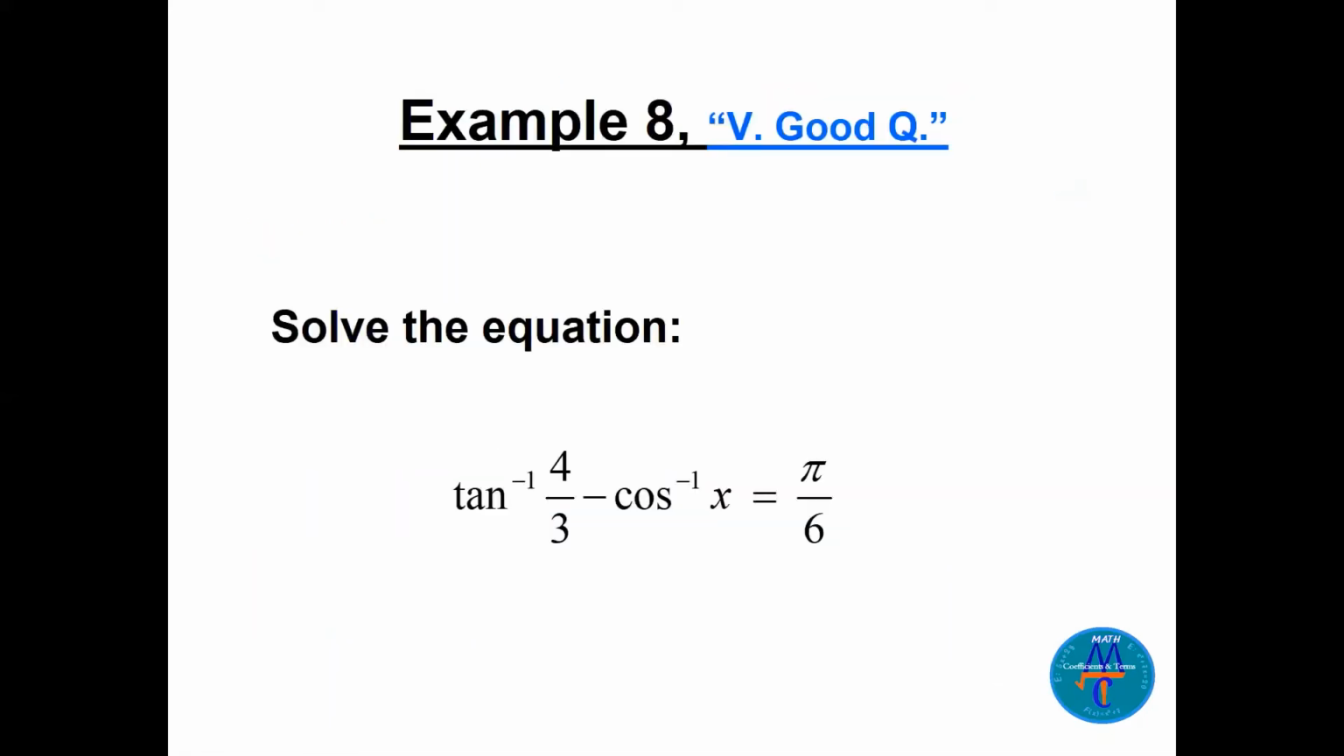Another very good question, little harder than example number 7, because we have pi over 6 here, not pi over 2. So we cannot use co-function, then we have to use another higher level formula. Let's solve this equation. Tan inverse 4 over 3 minus cosine inverse of x equals pi over 6. Do you remember the idea?